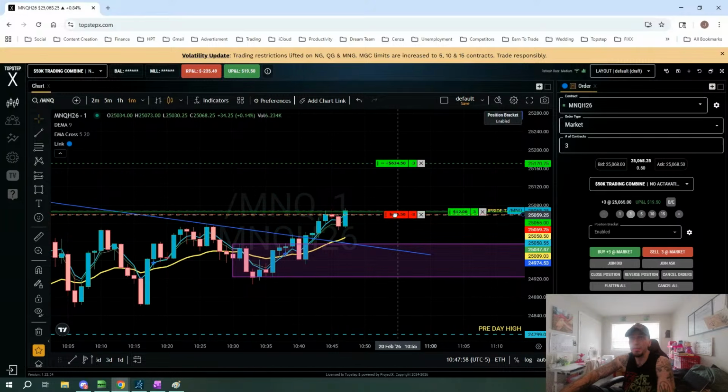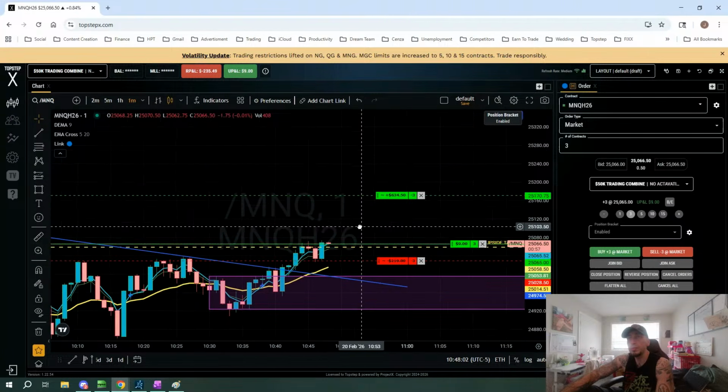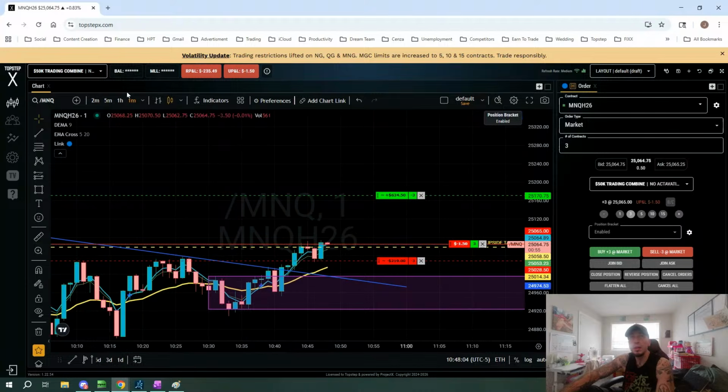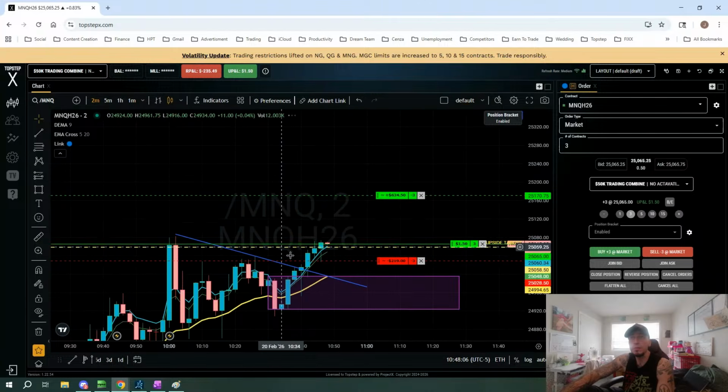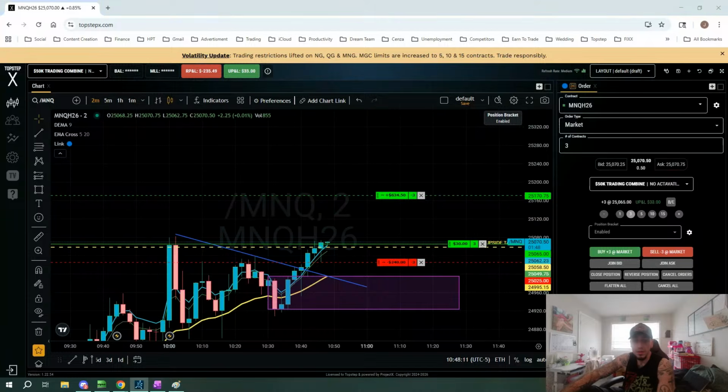And if we can get a pop, that'd be pretty cool. I like that 2 minute 5 holding. 5-minute trend's healthy. We got a clean breakout on SPY too. Clean breakout.